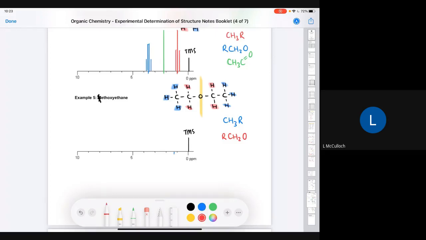And then for our red hydrogens, it's an R, a CH2, and an O. So that's the fourth entry in the table. So that's between 3.5 and 3.9.